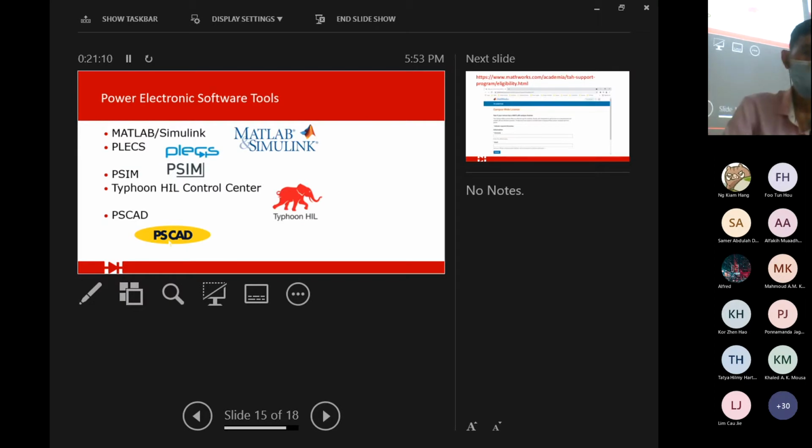Now we come to look at the power electronic software tools. These are the world's top power electronic tools used to design and analyze power electronic converters. Of course, MATLAB is one of them. Another one is called Plexim, another one called PSIM, another one called Typhoon HIL, and the last one is PSCAD. These are the top 5 power electronics software tools.